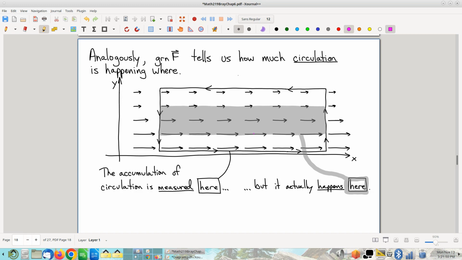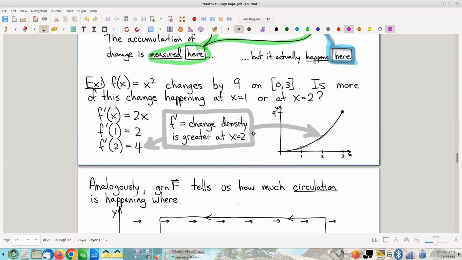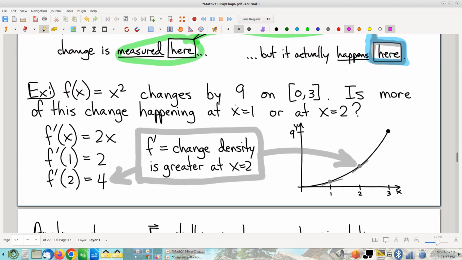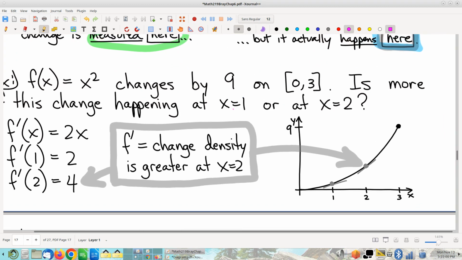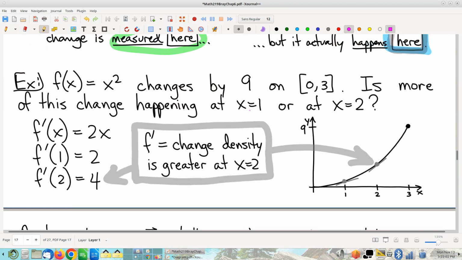So one last thing I want to point out along these lines is that the numerical version of this also works analogously. Here we have a specific example concerning the fundamental theorem of calculus and how to interpret the derivative. Is there more change in this function happening at the point 1 or at the point 2? Well, again, perfectly obvious from the picture. You can just see it changing more near 2. Visible, right?